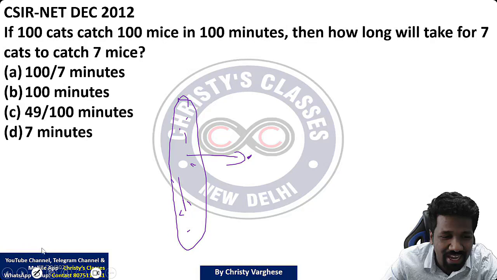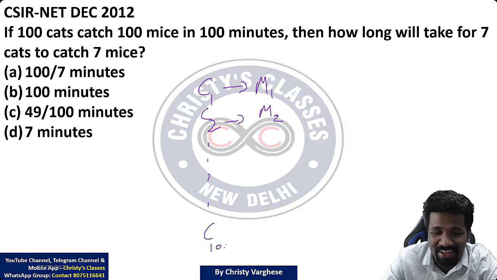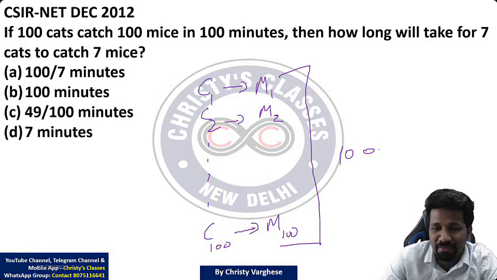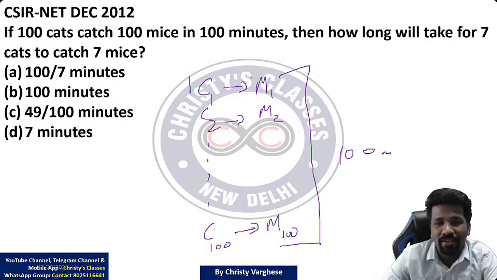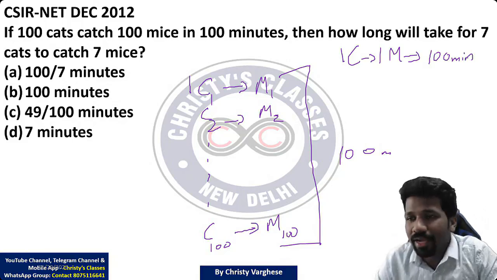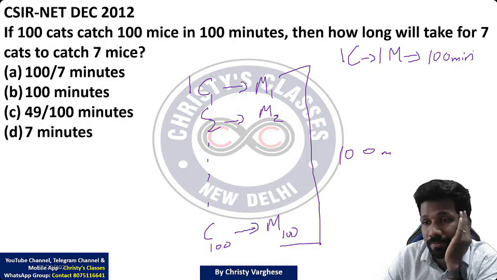Na? 100 cats catch 100 mice means cat 1 का ड्यूटी mice 1 को पकड़ना है, cat 2 का ड्यूटी mice 2 को पकड़ना है. सेम वे cat 100 का ड्यूटी mice 100 को पकड़ना है. यह सब साइमल्टेनियसली हो रहा है, उसके लिए 100 मिनट्स लगेगा. मतलब 1 cat को 1 mice पकड़ने के लिए 100 minutes ही लगेगा. But all of them are simultaneously working. That is why the same 100 minutes itself is enough to finish the total work.